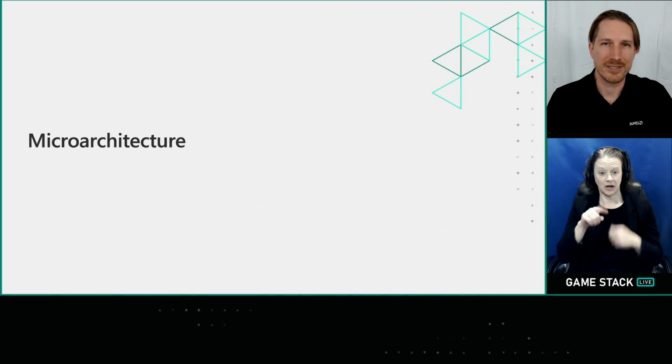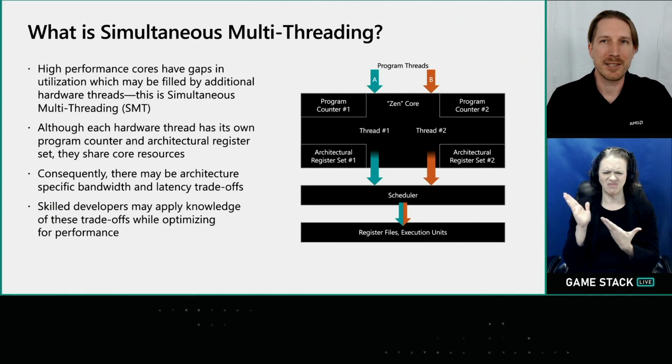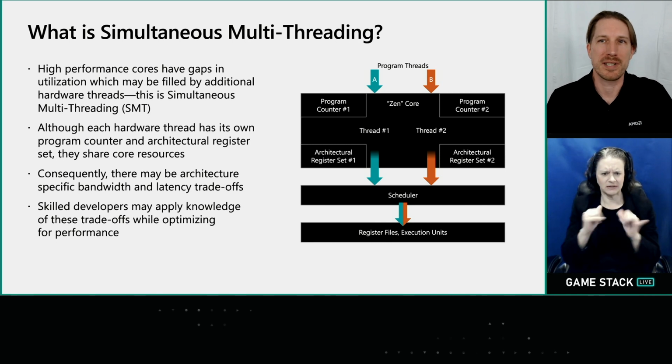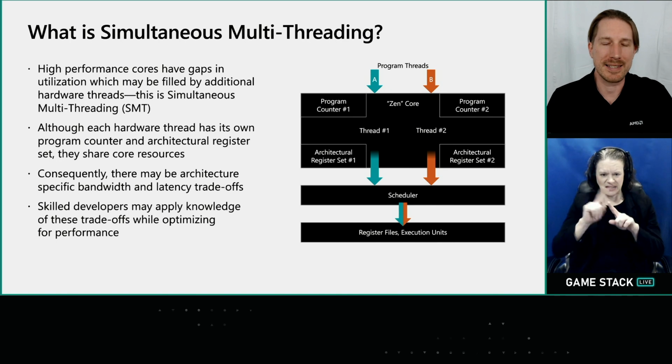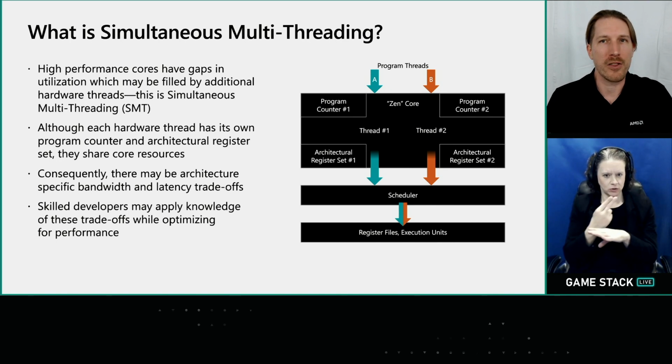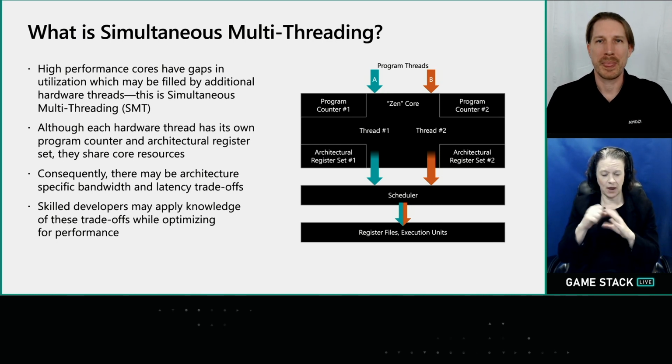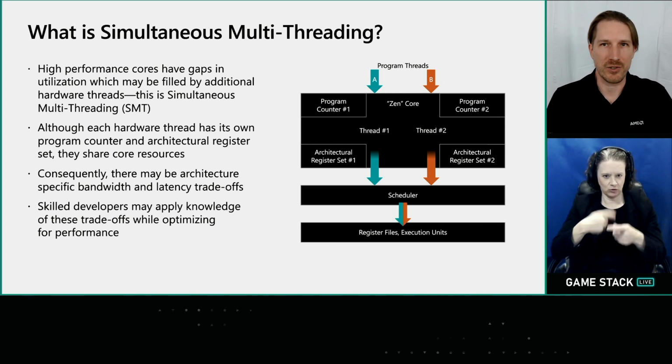Speaking of microarchitecture, what is simultaneous multithreading? High-performance cores have gaps in utilization, which may be filled by additional hardware threads. This is simultaneous multithreading. Although each hardware thread has its own program counter and architectural register set, they share core resources. Consequently, there may be architecture-specific bandwidth and latency trade-offs. Skilled developers may apply knowledge of these trade-offs while optimizing for performance.